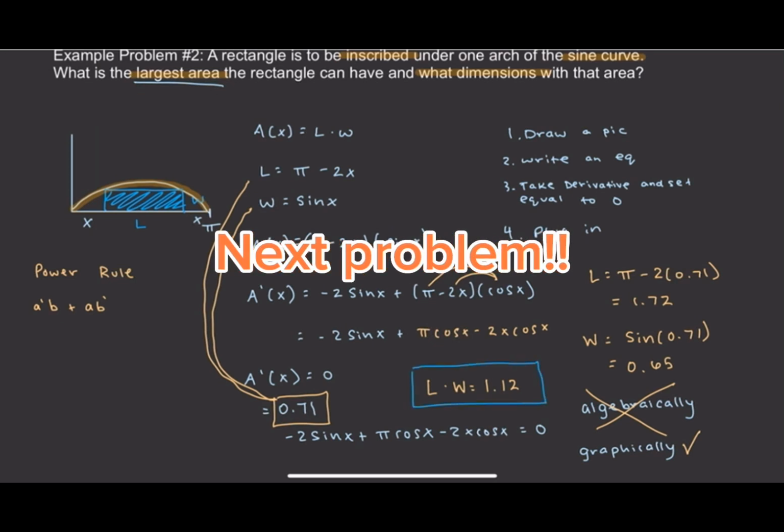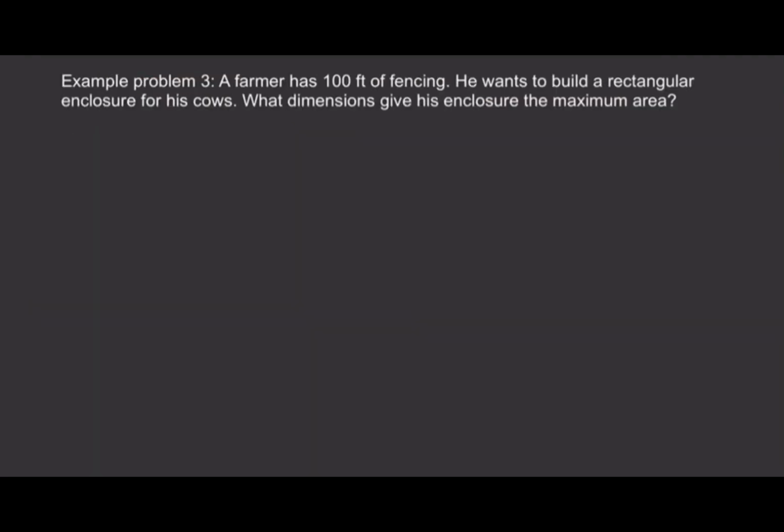Next problem. Now for the third problem. It asks, a farmer has 100 feet of fencing. He wants to build a rectangular enclosure for his cows. What dimensions give his enclosure the maximum area?